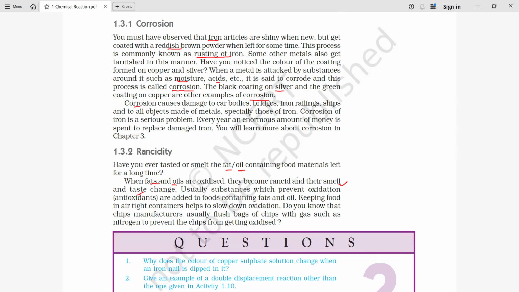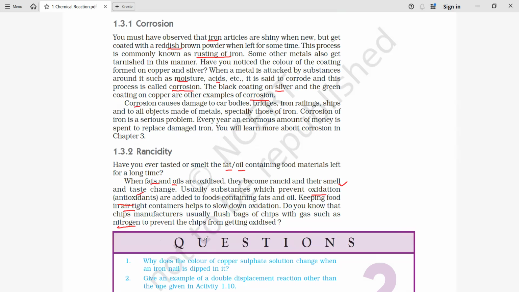So how do we prevent this? How do we prevent a substance from rancidity? We have to stop the oxidation. To stop the oxidation, we use antioxidants. Antioxidants will protect food which contains fats and oils, like pickle. We keep it in airtight containers. Generally, if you are eating chips, you see that there is gas inside the packet. What is that gas? Nitrogen. It is used to prevent the chips from getting oxidized. So nitrogen gas is used in chips.